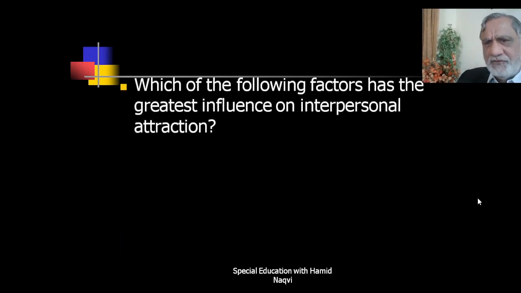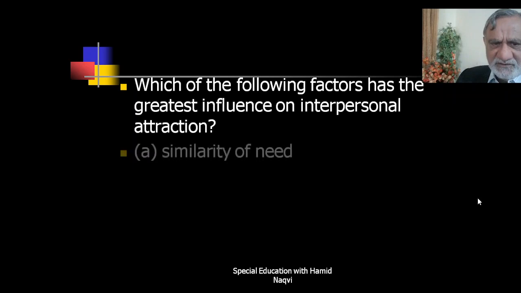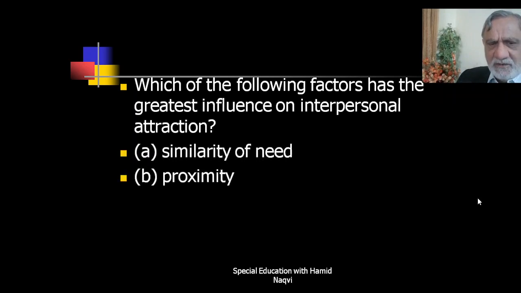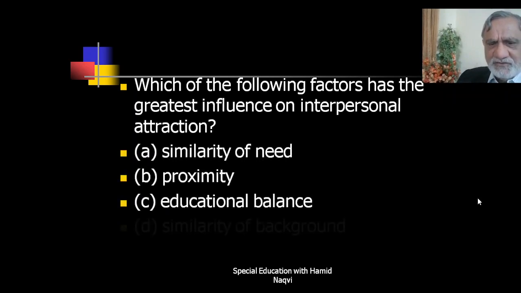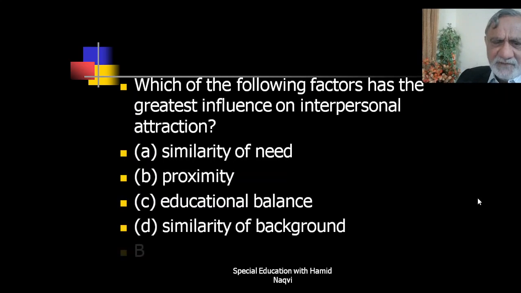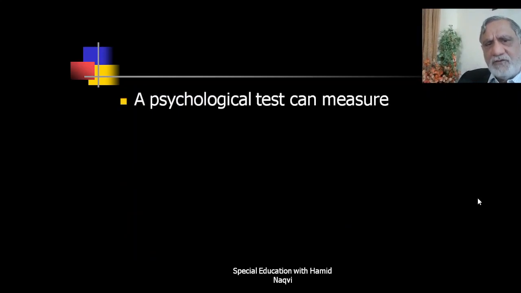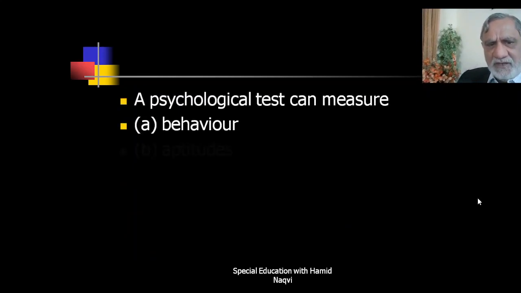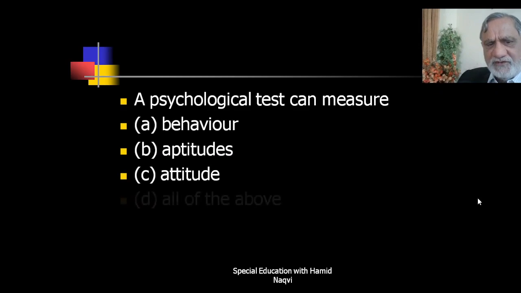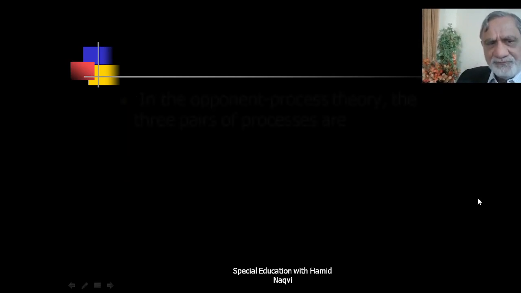Which of the following factors has the greatest influence on interpersonal interaction? Similarity of needs, proximity, educational balance, or similarity of background? Correct is B, that is proximity. A psychological test can measure behavior, aptitude, attitude, all of the above. Correct is all of the above.